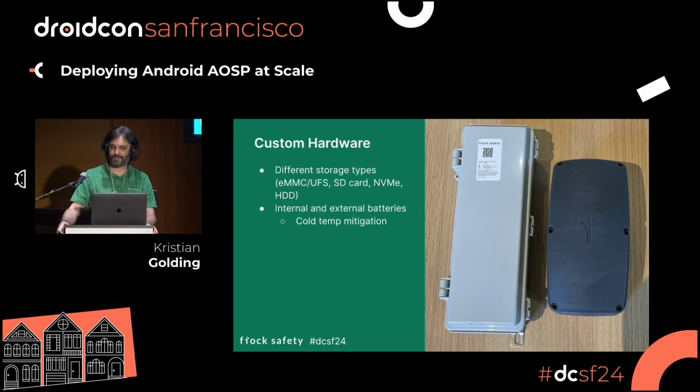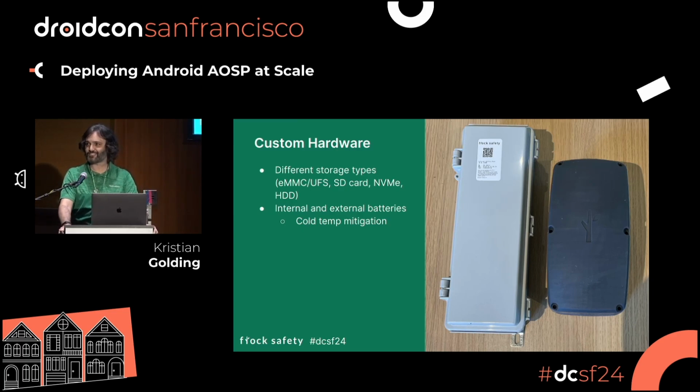We also have custom hardware that we use in these. Apart from the internal storage, which is normally like an eMMC or UFS storage, we have SD cards, NVMe drives, and hard disk drives to store all the evidence that is captured on these devices. We have the internal and external batteries. We use this custom hardware for cold temperature mitigation. So if you're using a lithium-ion battery, below freezing, it stops actively charging. Below minus 20 degrees Celsius, it actively discharges all by itself. So this custom hardware actually detects these low temperatures, warms itself up, so it can continue to supply power to the camera.